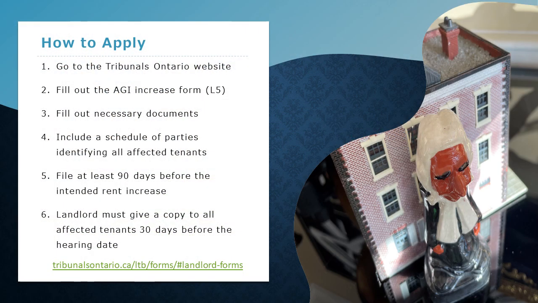How to file an AGI application. The application for an above guideline increase L5 form is available online at the website for the Landlord and Tenant Board in Ontario. The application must be filed with all necessary documents and information, including a schedule of parties identifying all affected tenants. The application must be filed at least 90 days before the intended rent increase, and the landlord must give a copy of the application and the notice of hearing to all affected tenants at least 30 days before the hearing date. If any documents or information are missing, the LTB may refuse to process the application until they are provided.